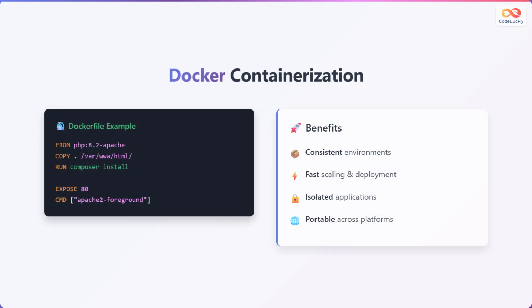Learn about Docker containerization for PHP applications. A typical Dockerfile starts with the FROM keyword and specifies the base image. This example uses PHP version 8.2 with Apache. Next, copy the application files to the web server's HTML directory. Then, run Composer install to install the application's dependencies. Expose port 80 and start the Apache server. Containerization offers consistent environments, fast scaling and deployment, isolated applications, and portability across platforms.